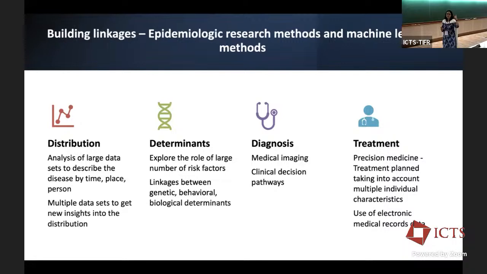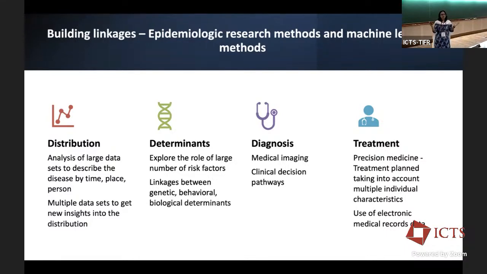So the first is really the distributions, getting a better understanding from the large data sets, which are very difficult to analyze for people like us. We do analysis to some level, but there's a lot more you can do with these data sets, where the focus is on TPP: time, place, person.